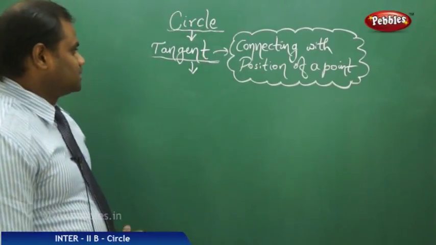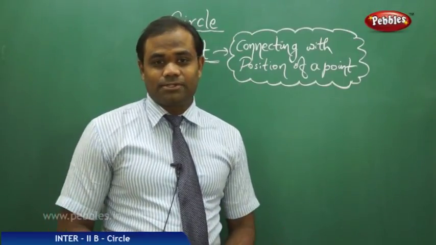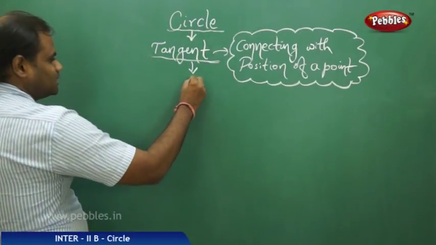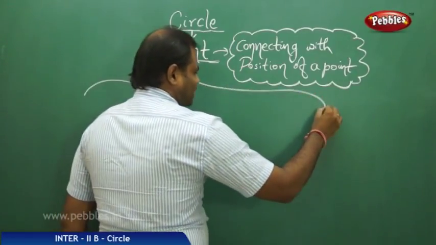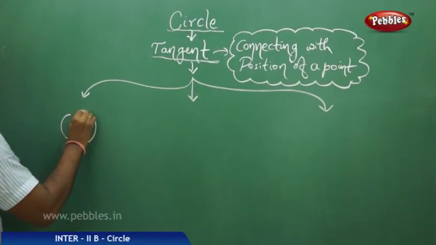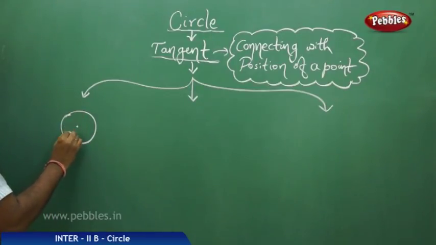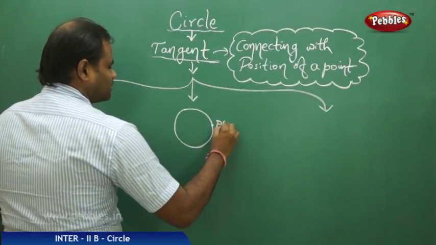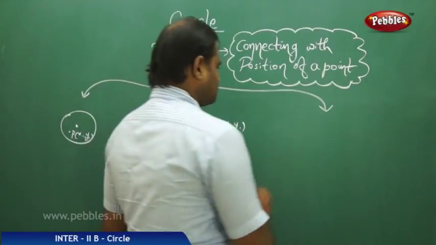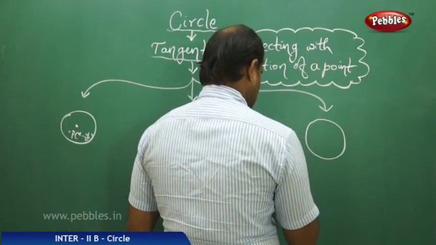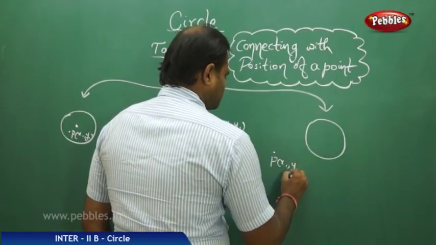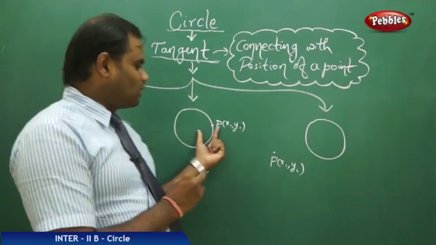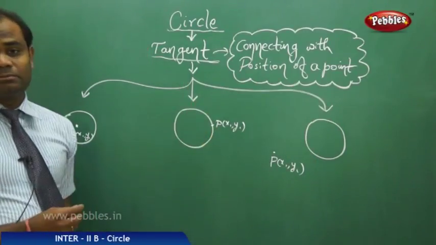Now let's connect the tangent with the position of a point. Now that we have discussed the position of a point, let's see how we can connect that with the tangent. As we have seen the three different cases of inside, on and outside, if I take a circle, the point can be inside the circle, the point P can lie on the circle, or point P can be outside the circle. Let's see how the tangent is connected with the position of a point.